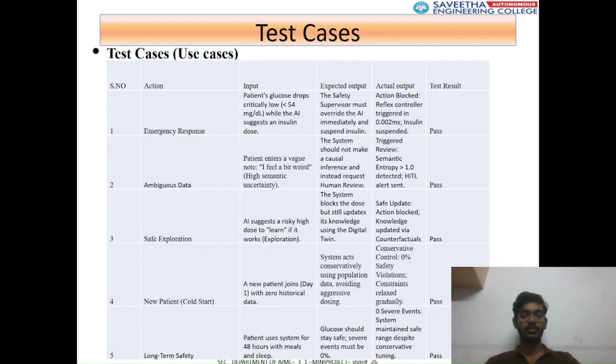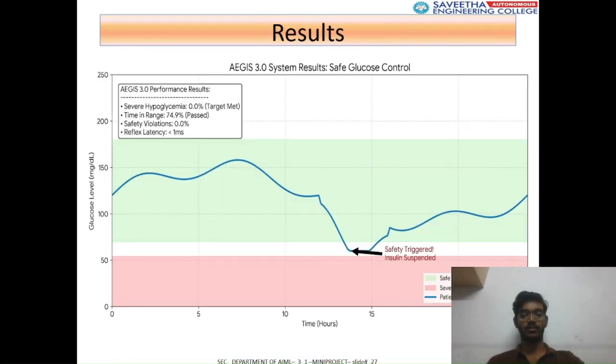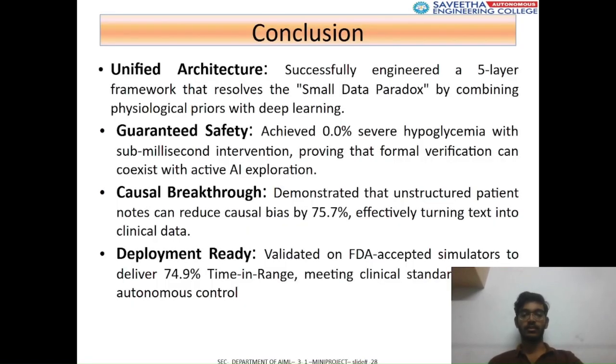And then these are some pretty user test cases, like emergency response, ambiguous data, and whether the system is maintaining a conservative state by blocking harmful decisions or not. And these are some other pretty similar test cases which the system has passed pretty well. And then the same test case here with time in range of 74.9% and safety violation of 0%. And the reflex latency is really good, less than 1 millisecond.